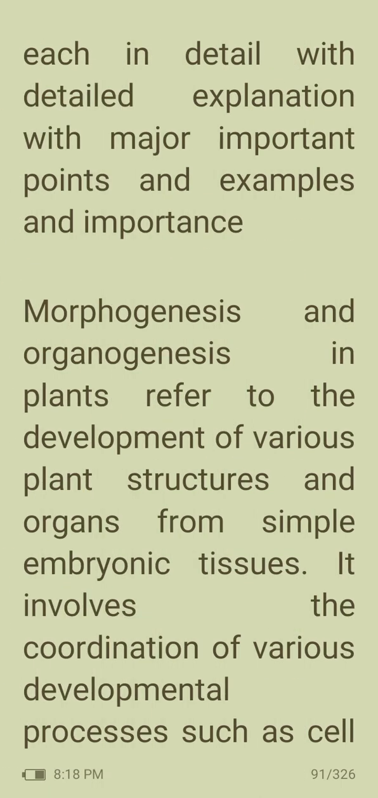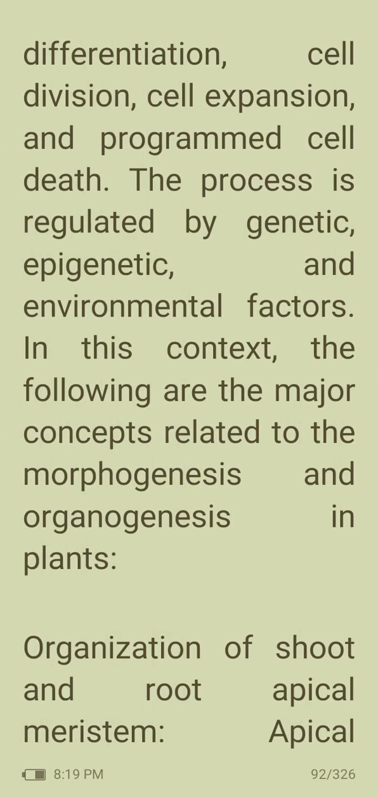So, morphogenesis and organogenesis in plants refer to the development of various plant structures and organs from simple embryonic tissues. It involves the coordination of various developmental processes such as cell differentiation, cell division, cell expansion, and programmed cell death. The process is regulated by genetic, epigenetic, and environmental factors. In this context, the following are the major concepts related to morphogenesis and organogenesis in plants.